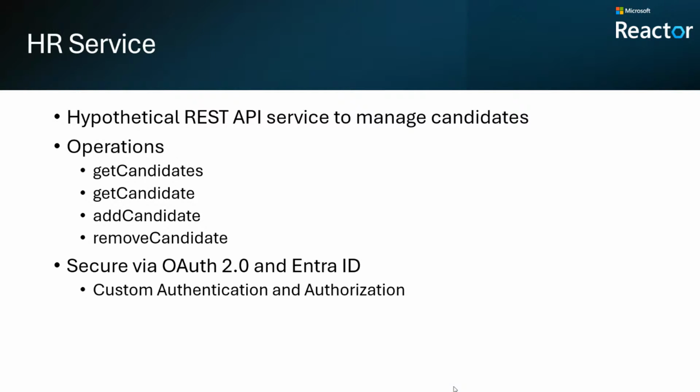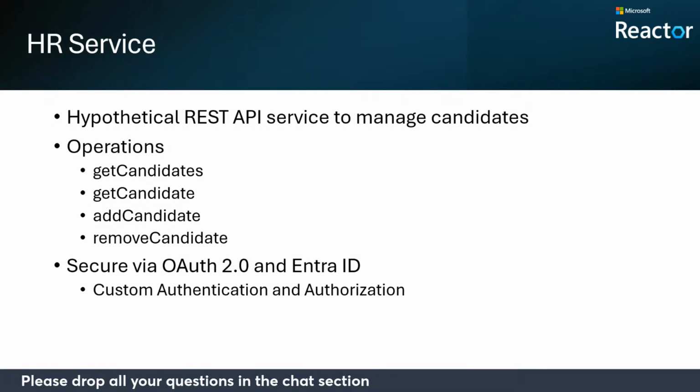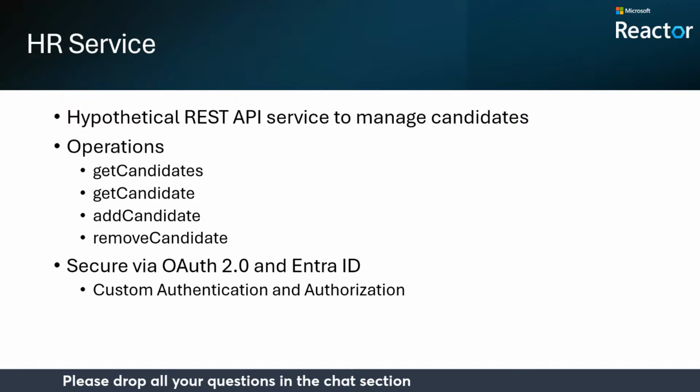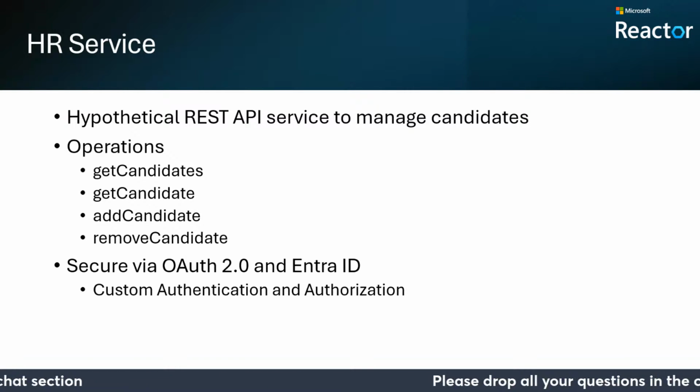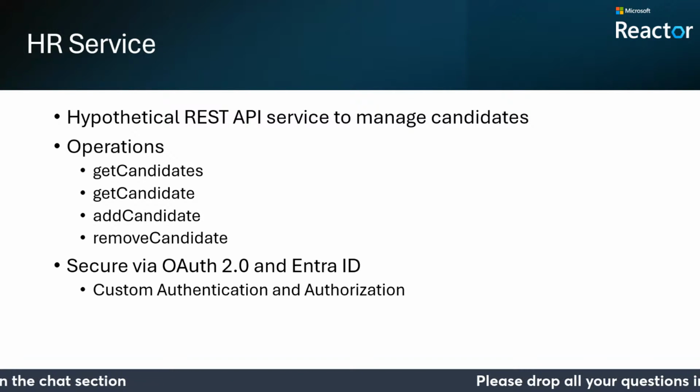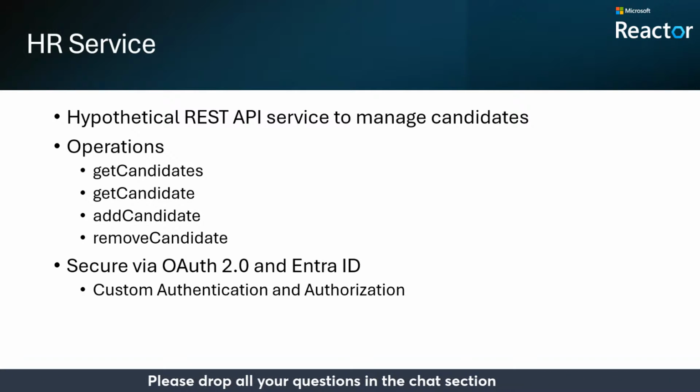For demo purposes, we are going to have an application called HR service. It is a hypothetical REST API service to manage the candidates who apply for the job vacancies. It supports various operations like getting candidates, getting a specific candidate, adding a candidate, and removing a candidate. We are going to secure this API using OAuth 2.0 and Microsoft Entra, with custom authentication and authorization for these APIs. To do this, we are going to utilize the infrastructure provided by Entra ID.